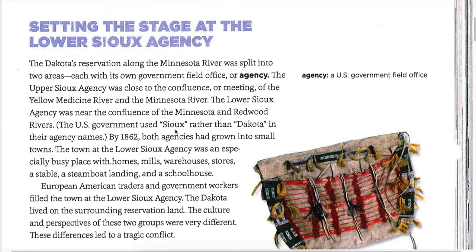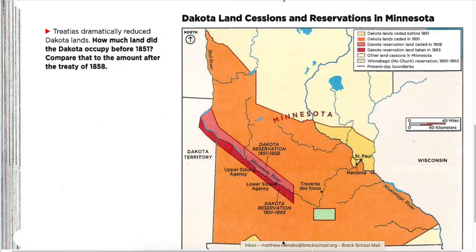The U.S. government used Sioux rather than Dakota in their agency names. And if you remember, Sioux was a term coming from the Ojibwe. It's what the Ojibwe called the Dakota. By 1862, both agencies had grown into small towns. The town at the Lower Sioux Agency was an especially busy place with homes, mills, warehouses, stores, a stable, a steamboat landing, and a schoolhouse. So back to our map, we're talking about this Lower Sioux Agency here along the Minnesota River.